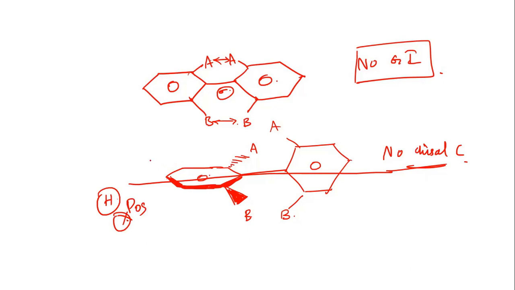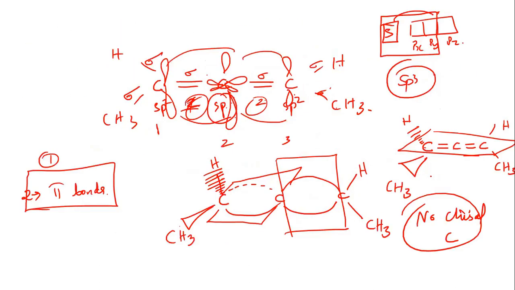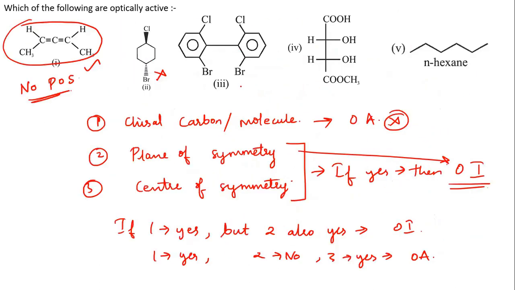The same is going to happen in the vertical plane. When we cut it in the vertical plane, no plane of symmetry. It's finished. There is no plane of symmetry, so it is optically active. This guy is optically active. This is easy.